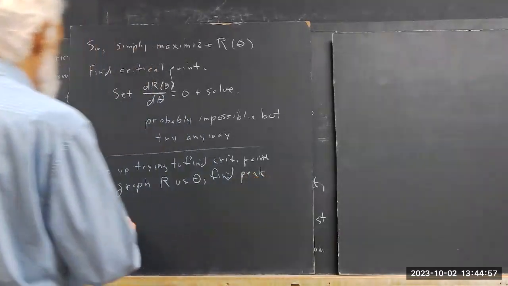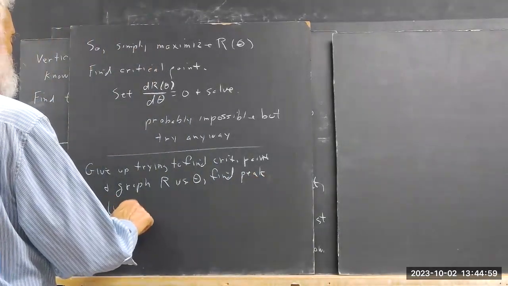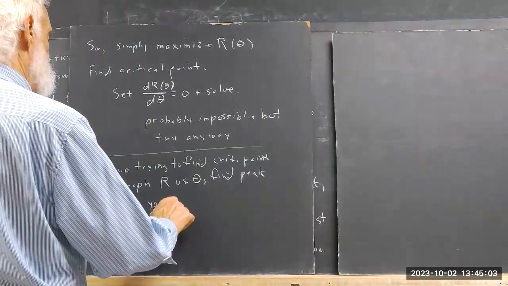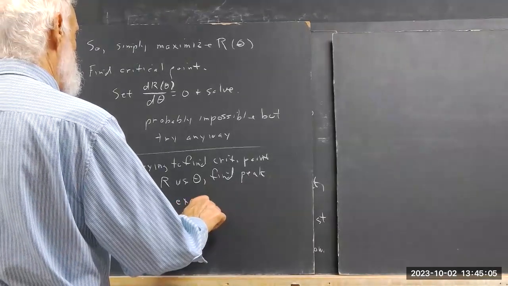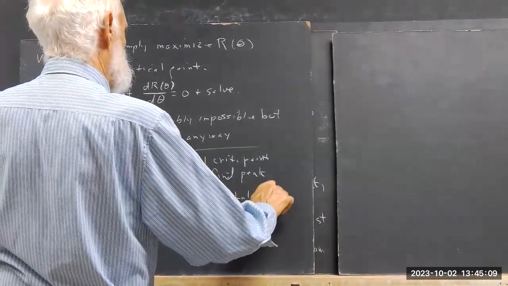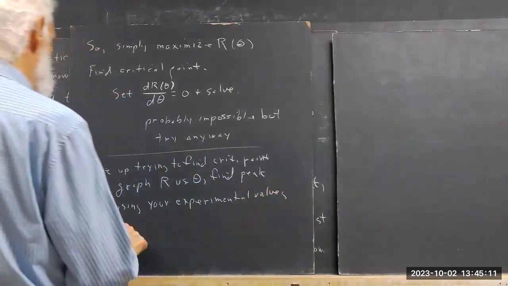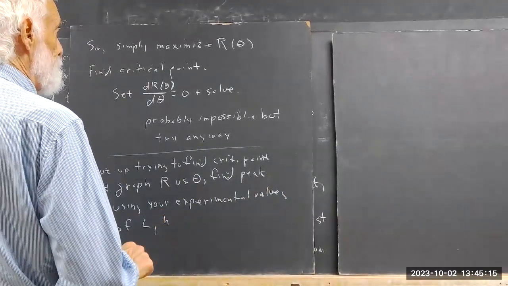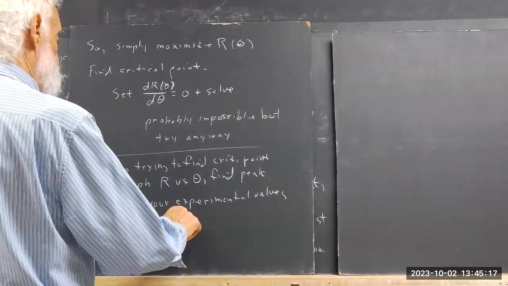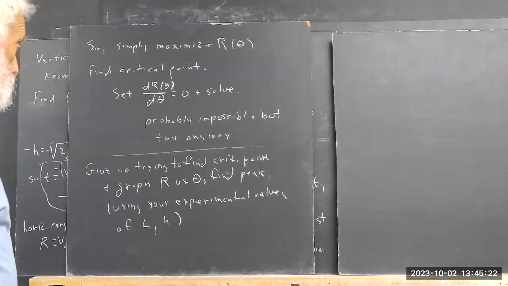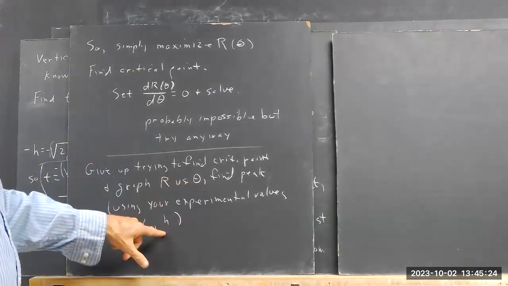Now that is using your experimental values of L, H. And theta is your variable, so you're not going to use theta.